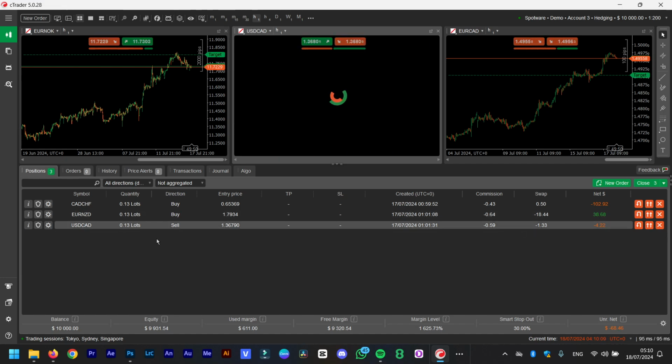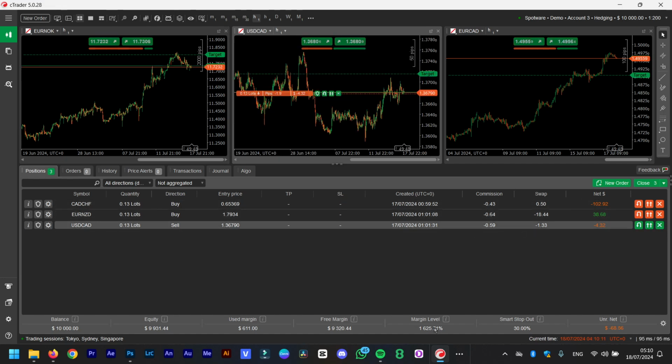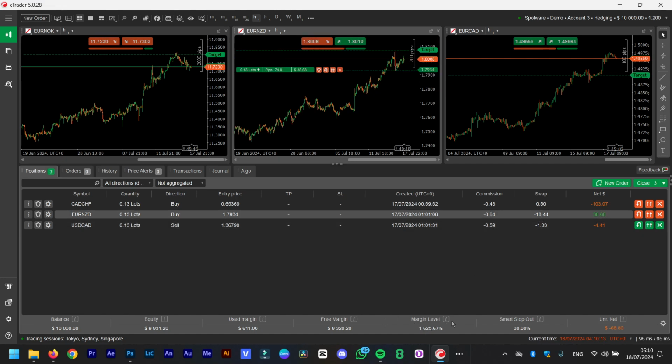And as you can see here, we also have USD CAD, which is the same. And again, look at this. Because of that, we only have 1600% margin level. So we were supposed to be having like 5,000, 4,000, or 3,000, or anything above it. But because of that trade, that currency pair right now, your NZD, is eating up a lot of our margin, we only have 1,600. Okay, but it's still all right, no problem.